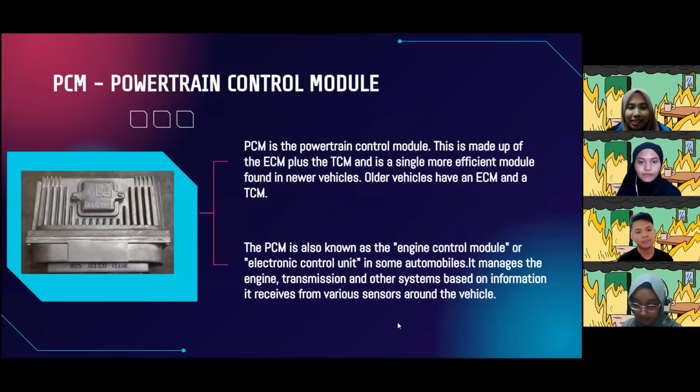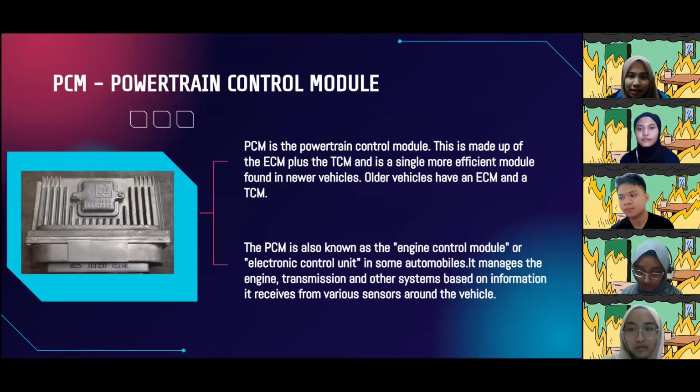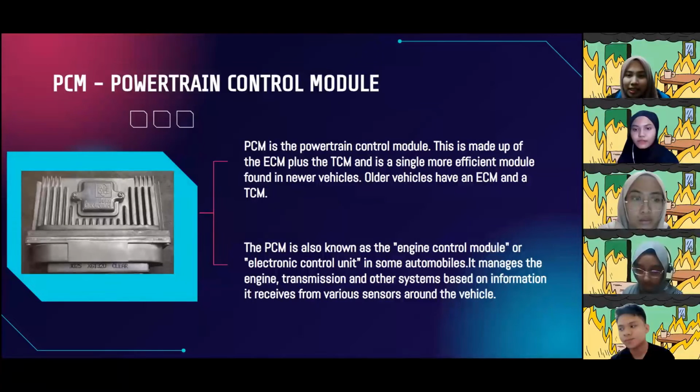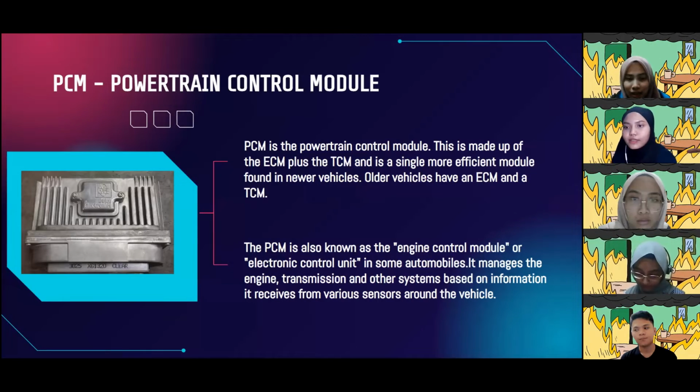Okay, next is the PCM. PCM stands for Powertrain Control Module. This PCM is made of ECM plus TCM and is a single, more efficient module found in newer vehicles. Other vehicles have an ECM and a TCM. The PCM is also known as Engine Control Module or Electronic Control Unit in some automobiles. It manages the engine, transmission, and other systems based on the information it receives from various sensors around the vehicle.